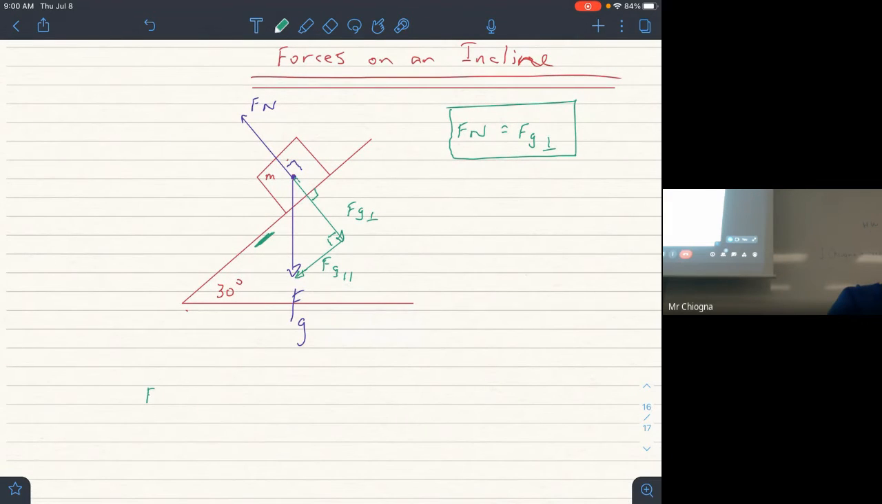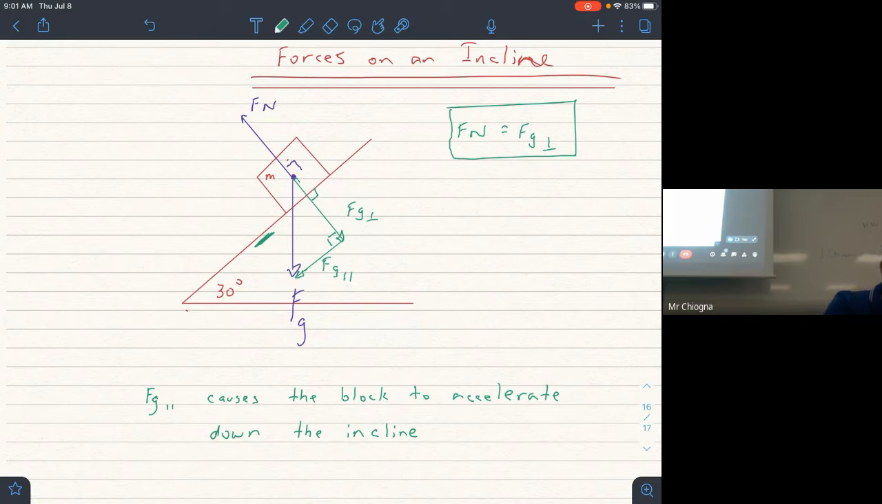Okay, FG parallel is what causes the block, if I were to let the block go, to accelerate down the hill, down the incline. That's what's doing the acceleration.